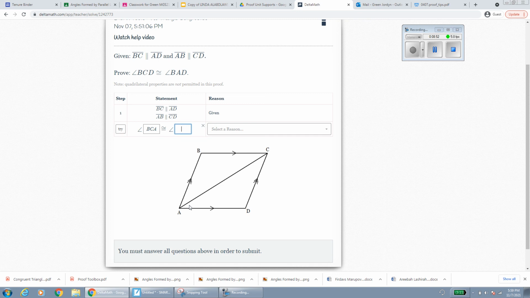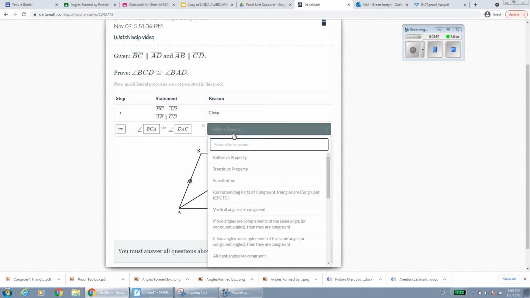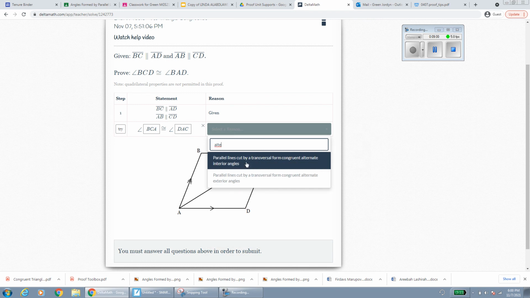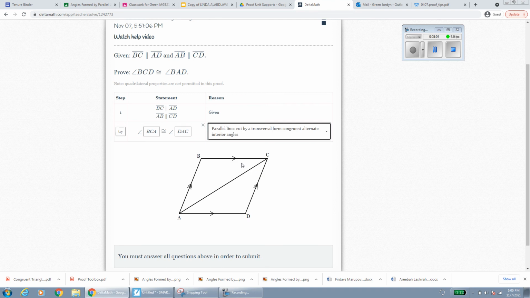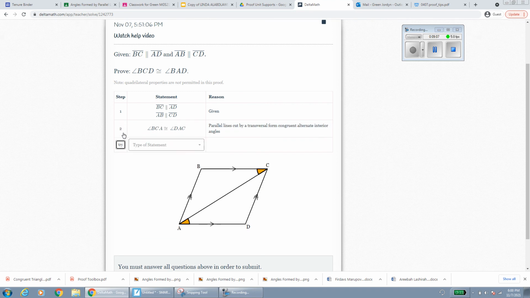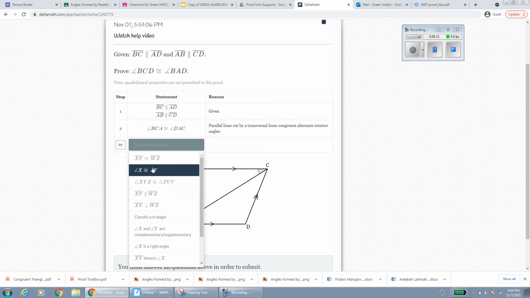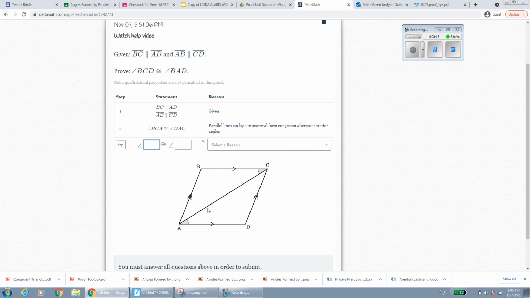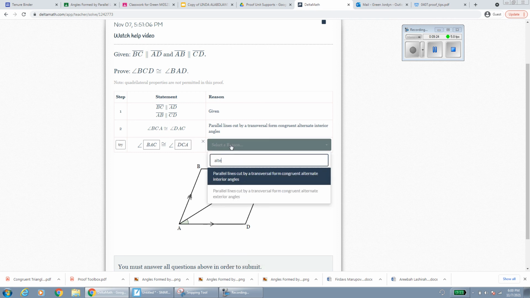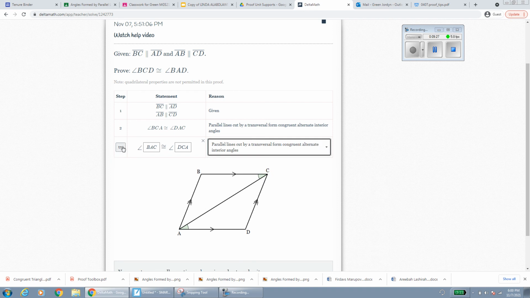That's angle DAC. And our reason is about alternate interior angles. Parallel lines cut by a transversal form congruent alternate interior angles. That sounds correct. Let's try it. All good. Now we have to mention the other pair of alternate interior angles. So that's angle BAC. That's one of them. And angle DCA is the other one. And that's once again the alternate interior angles that we talked about before.